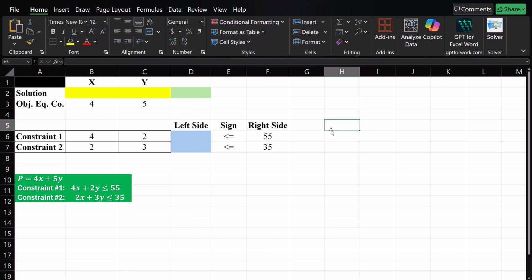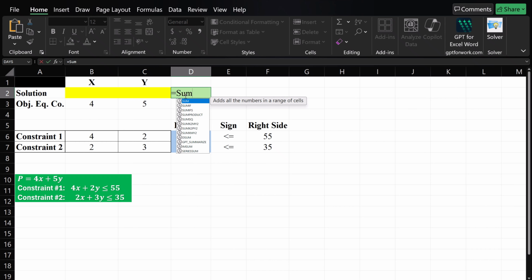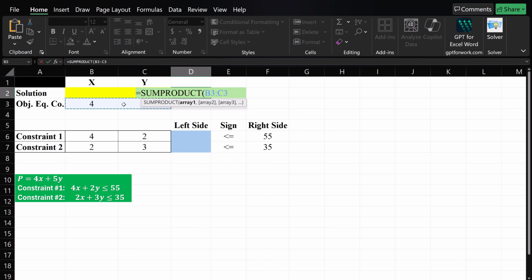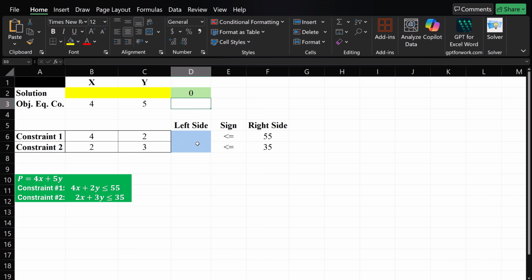Now, in terms of setting this up to use Solver, we're going to set this up the exact same way we have for our previous linear programming questions. Now I'm going to do sum product here because my objective equation is p equals 4x plus 5y. So here I'm going to highlight my coefficients first, the 4 and the 5, and then multiply that with my variables here. I hit enter, and again, should always get 0 for that.